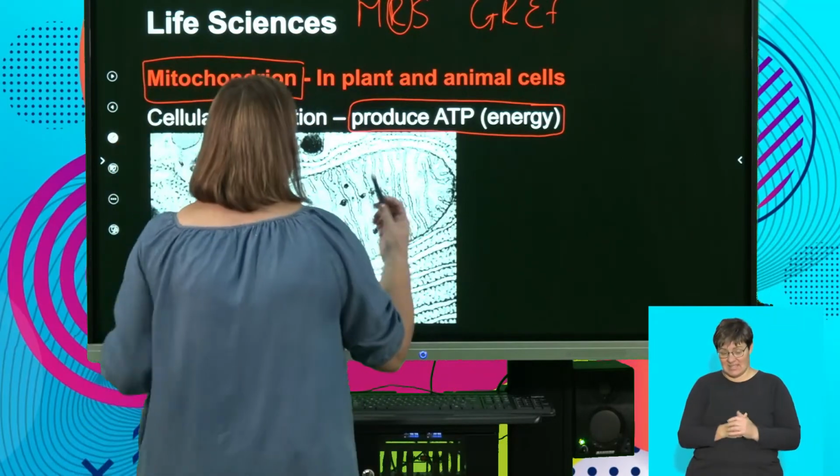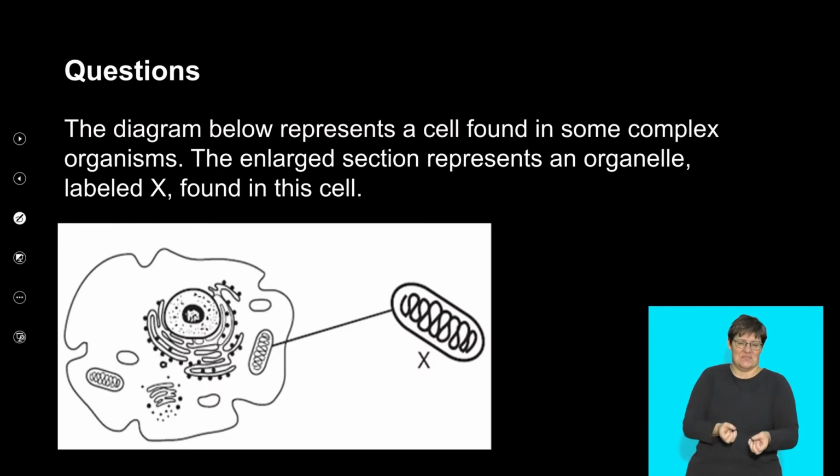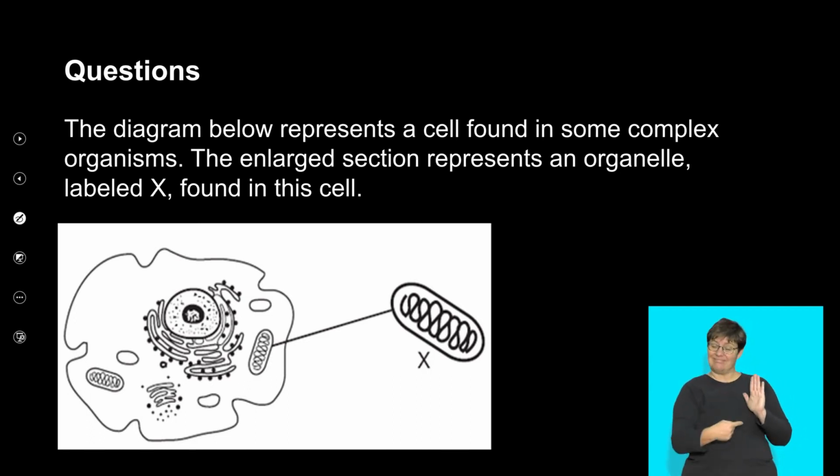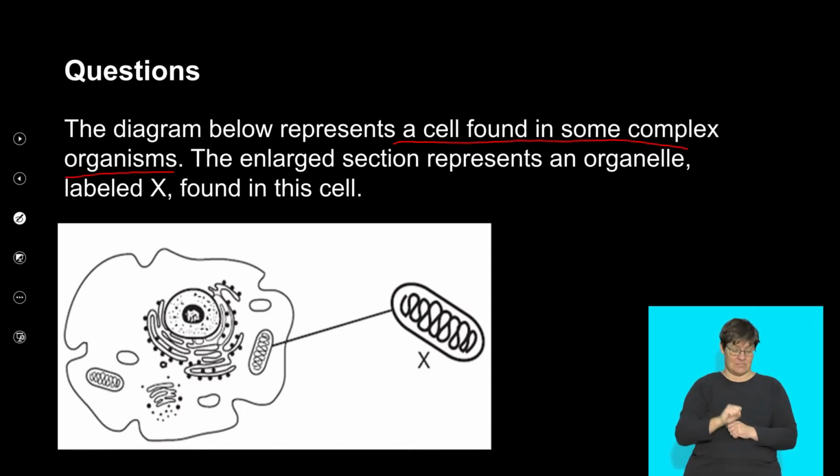What it does is produce energy. Now I've got a little question here that we can ask. It's a nice, simple question that we could possibly ask in an exam or a test. It says the diagram below represents a cell found in some complex organisms. As soon as we see the word complex, we know that it is a eukaryote.